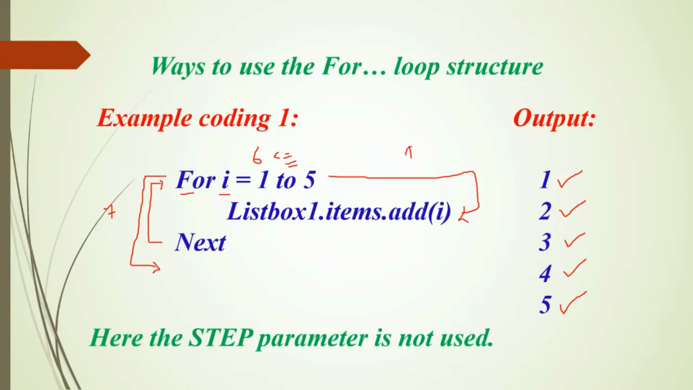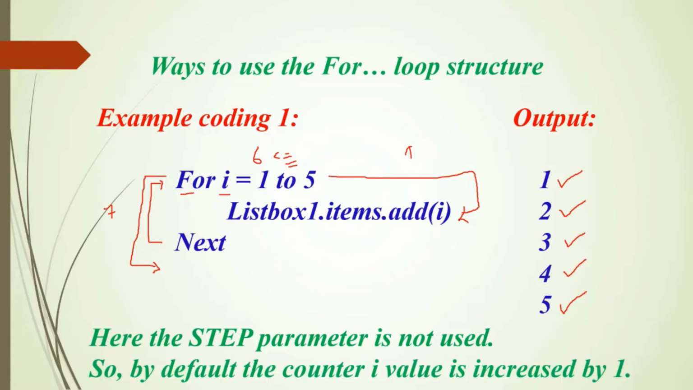Now let us observe that here the step parameter is not used. I already told you, it is an optional parameter. If it is not specified, the value of I is incremented by 1. So by default the counter I value is increased by 1.